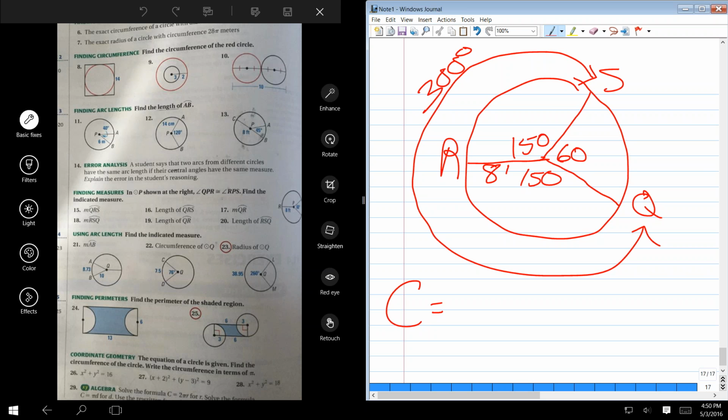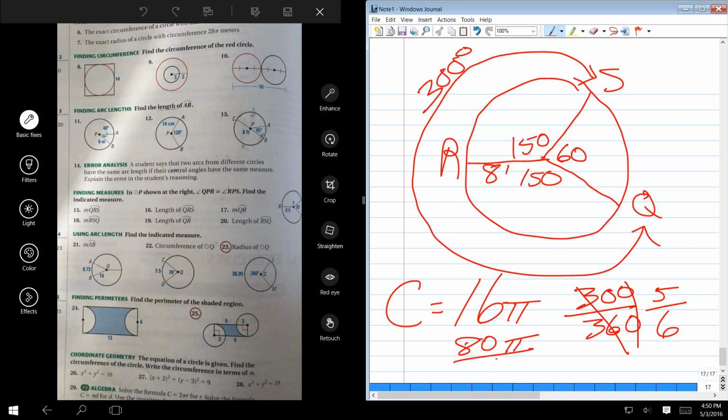It's always where you start. 16 pi. Okay, and what part of the circle are we looking at? 300 out of 360. And that's all there is to it. And then you can reduce that to 5/6 if you want. And now it's 80 pi over 6. That's 40 pi over 3. That's fully simplified. 40 pi over 3 is the answer to 16.